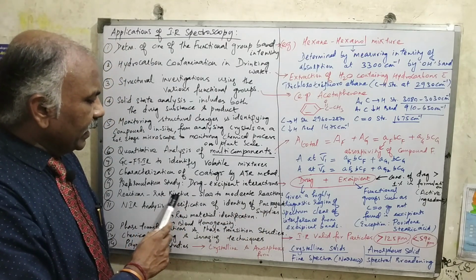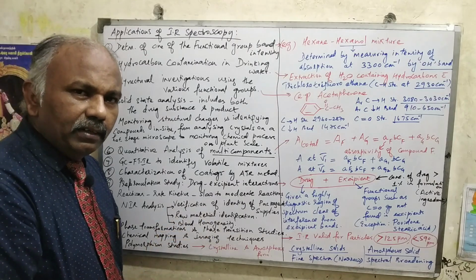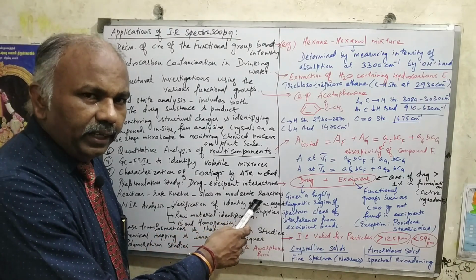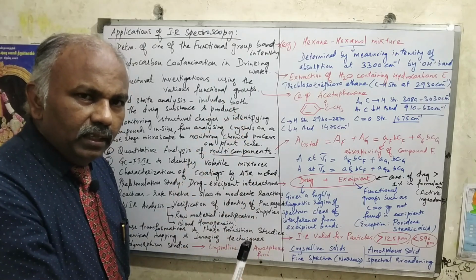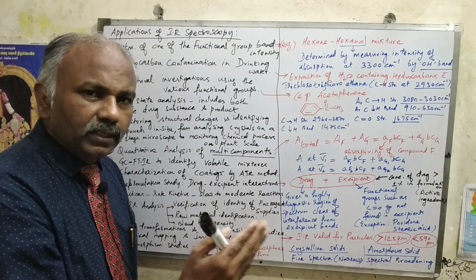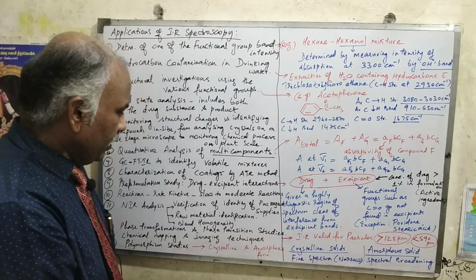Now, reaction rate kinetics can also be predicted with IR spectrometry, whether it is a slow reaction or a moderate reaction. Based upon the intensity of the functional bands in the IR region, we can identify whether the reaction proceeds in a faster manner or in a slow manner.